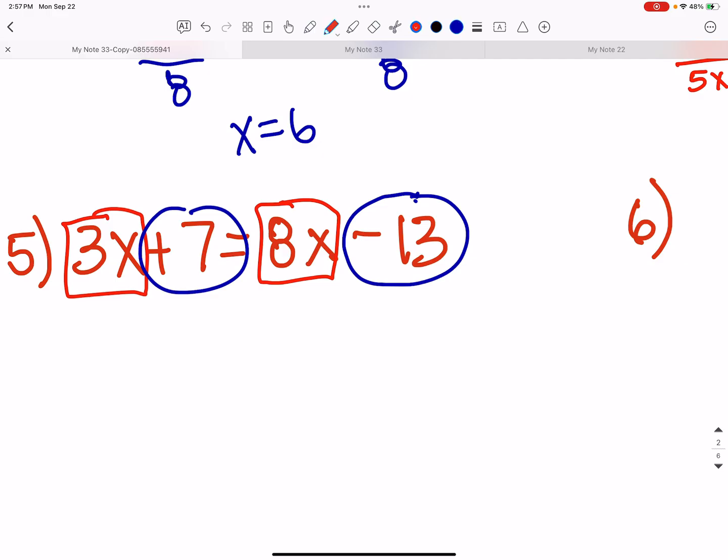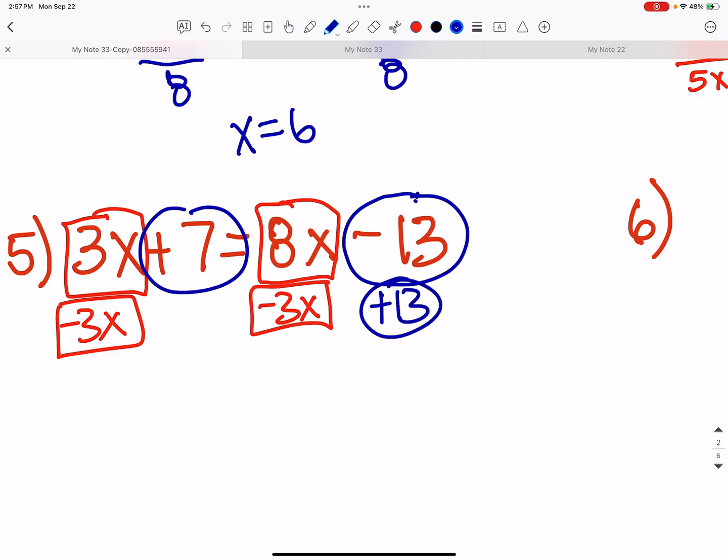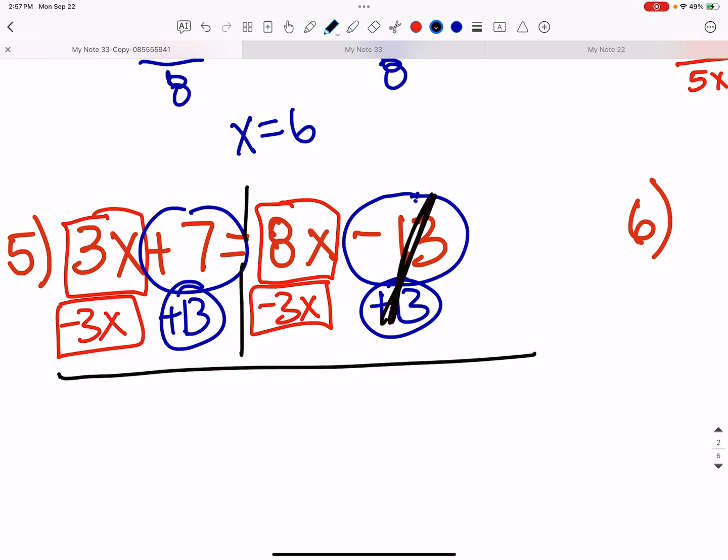Let's go minus 3 x's. Minus 3 x's. Let's go plus 13 and plus 13. That way, dead in this room, dead in this room. 7 and 13 is 20. 8 minus 3 x is 8. Positive 8 versus negative 3. The positives win by 5.